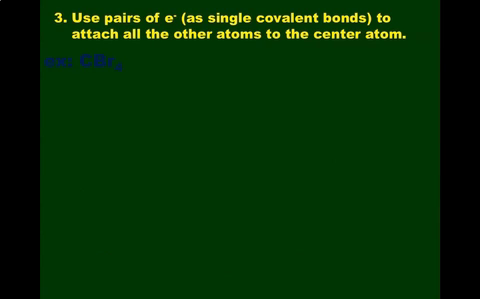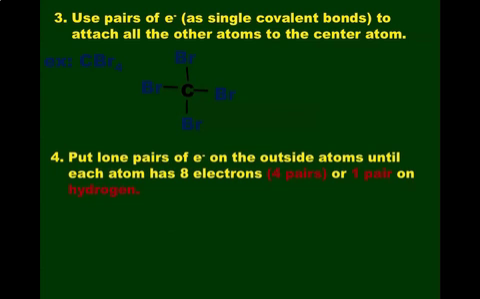The next step is to use the pairs of electrons as single covalent bonds to attach all the other atoms to the center atom. So I'm going to put C in the middle, and it's going to bond to a bromine, and that line represents 1 electron pair. There's another bromine, I have 4 total, and there's another, and another. So I've used 4 pairs of electrons there out of my 16.